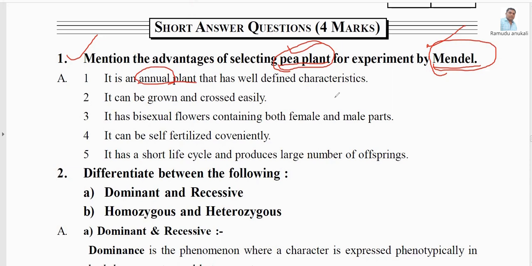The plants which grow, live and die within one year are called annual plants, and they have well-defined, unique characteristics to conduct experiments. Because of that, the pea plant was selected. So the first one is, it is an annual plant, meaning the plant grows, lives and dies within one year.